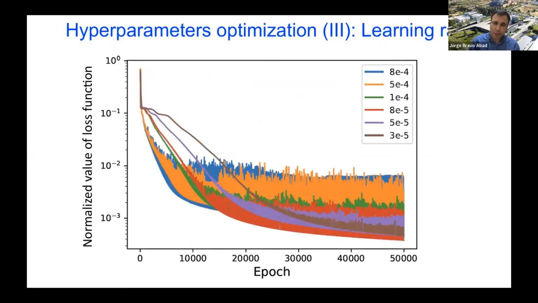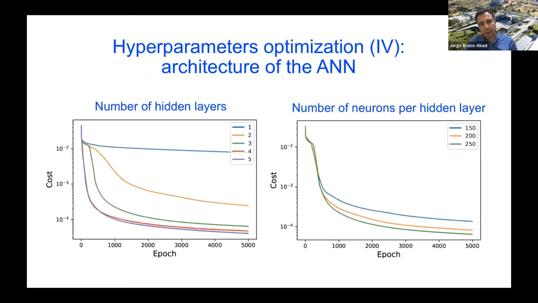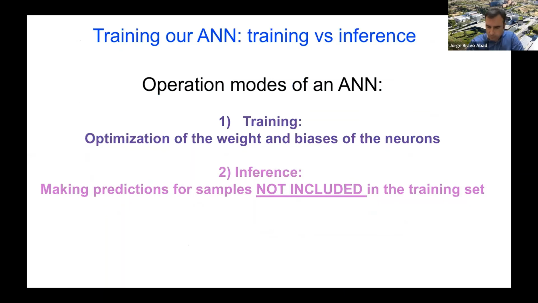There is also the optimization with respect to the learning rate, the optimization with respect to the architecture of the artificial neural network, the number of hidden layers, the number of neurons per hidden layer, and so on. At the end, you can complete this training process in a very systematic way, and you can be quite happy with the result. But the performance of your network is actually proven in the inference mode. Again, when it is deployed to make predictions for samples not included in the training set.